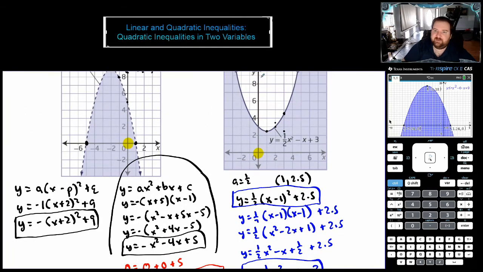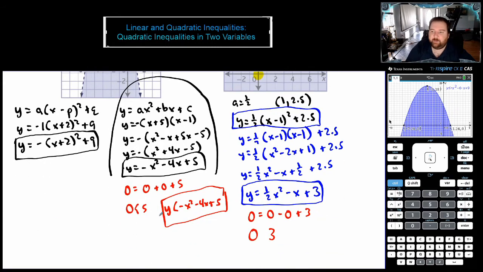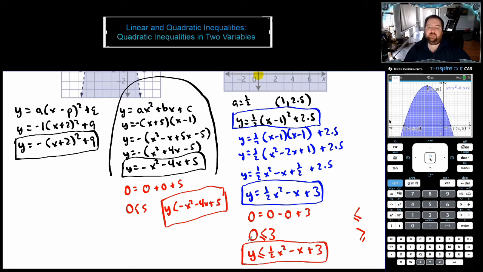I need to check if it's dashed or solid. It's solid. So my options are less than or equal to or greater than or equal to. And 0 is less than 3, so it's going to be less than or equal to. So this is the inequality that I'm dealing with here. And so I'm going to change it to y is less than or equal to 1/2 x squared minus x plus 3. And again, the reason for this is that when we plug 0 and 0 back into here, you're going to get 0 is less than or equal to 3, which of course is true, which it should be because (0, 0) was supposed to be in the solution region.